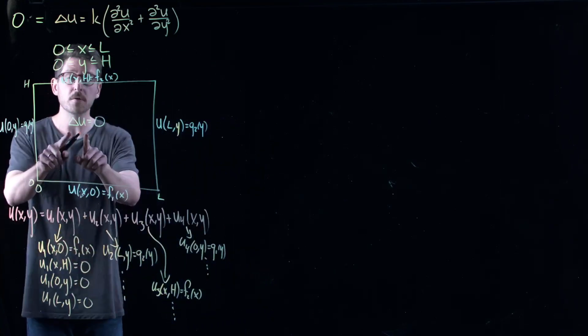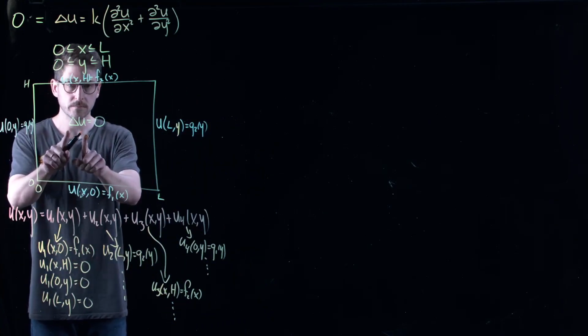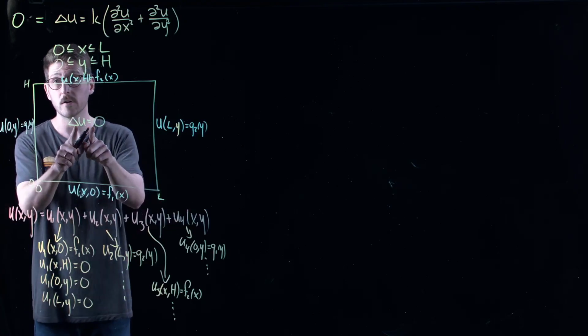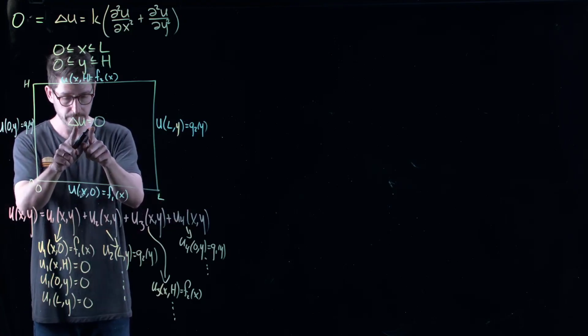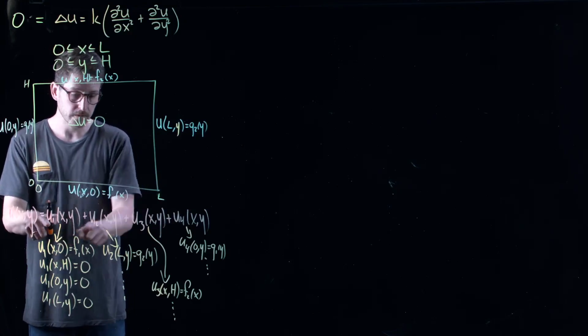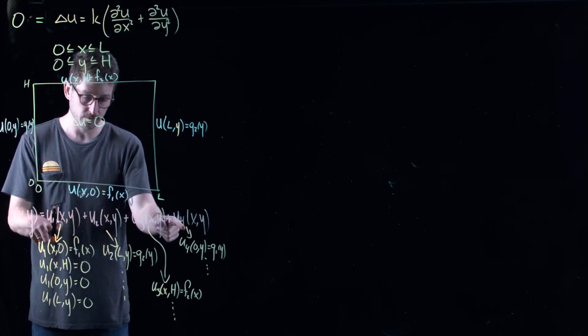So take a look at what happens here, though. Your solution is always going to solve the Laplace equation. And if you sum up solutions to the Laplace equation, they still all solve the Laplace equation due to linearity. Now, this boundary condition is enforced just by u1. These ones all give you zeros on the boundary.